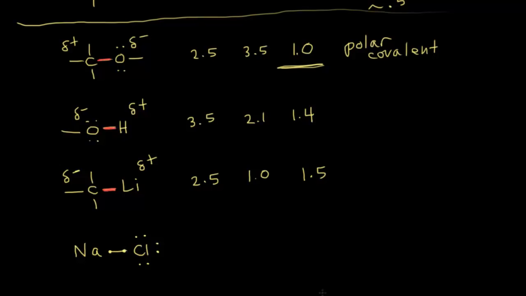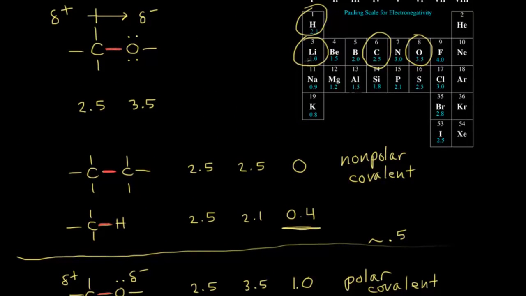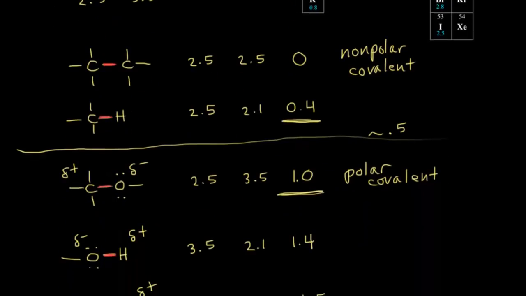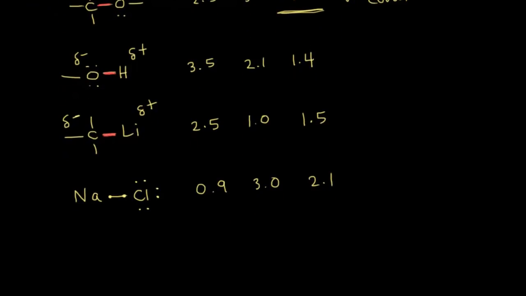Let's look at the differences in electronegativity between sodium and chlorine. All right, so I'm going to go back up here. I'm going to find sodium, which has a value of 0.9, and chlorine, which has a value of 3. So 0.9 for sodium and 3 for chlorine. So sodium's value is 0.9. Chlorine's is 3. That's a large difference in electronegativity. That's a difference of 2.1. And so chlorine is much more electronegative than sodium.